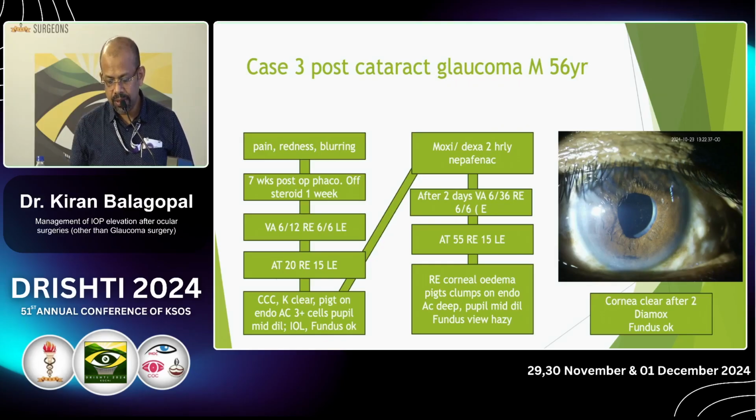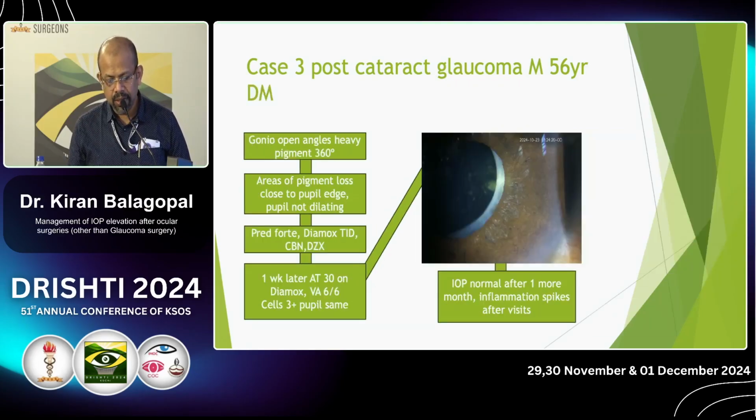This was the picture after the IOP came down, and I did a gonio and found that the gonio showed open angles with heavy pigment 360 degrees. Areas of pigment loss were seen on the iris close to the pupil edge. Pupil was not dilating. So I hiked up the steroids and gave Diamox TID, Combigan and Dorzox.